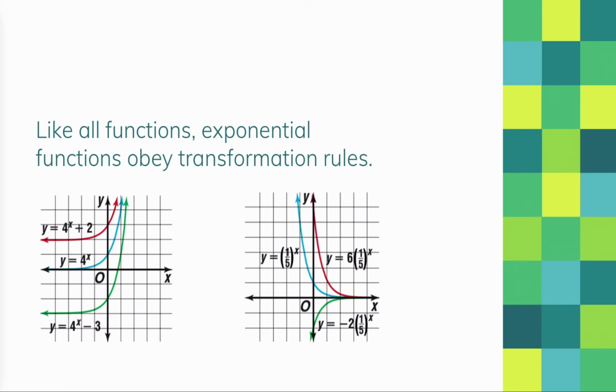Like all functions, exponential functions obey transformation rules. So if this is our 4 to the x function, if we add 2, we shift the whole function up by 2. We subtract 3, we shift the function down by 3. If we make it negative, put a negative out front, we're going to flip it over the x-axis. If we multiply it by 6, that's going to end up compressing it in the horizontal direction, and so on and so on.